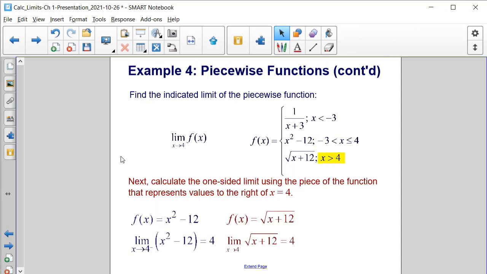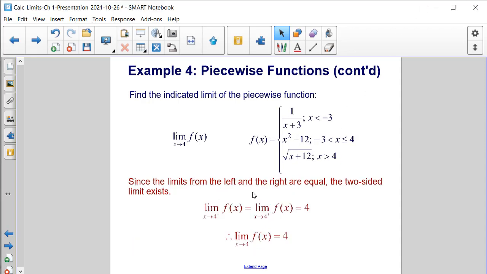Next, calculate the one-sided limit using the piece of the function that represents values to the right of x equals 4, or the x values that are greater than 4. So we're going to substitute 4 in for x in this piece of the function. So we have the square root of 4 plus 12, which is the square root of 16, which is equal to 4.